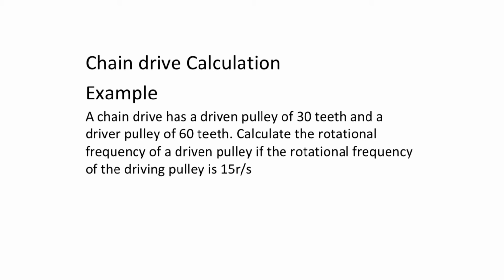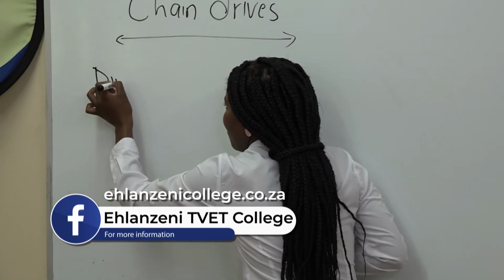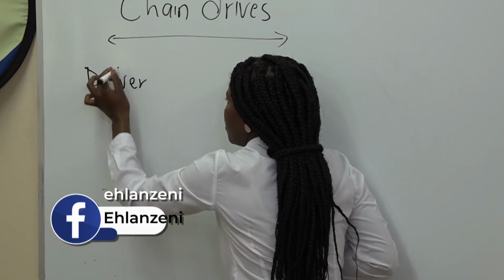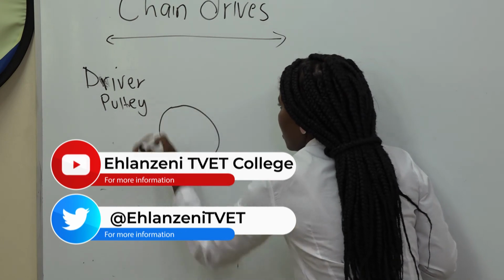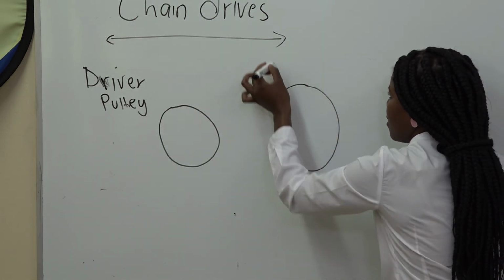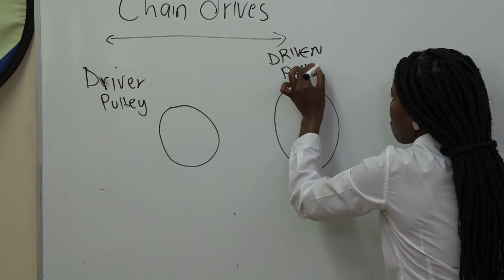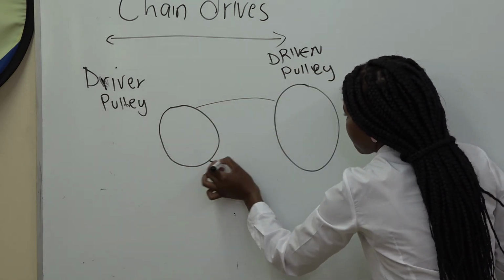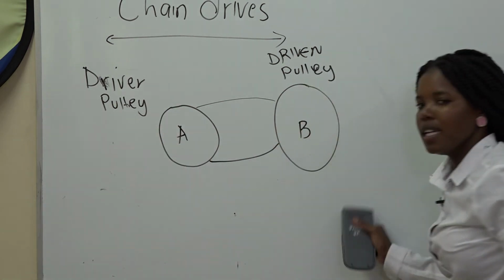Our example says a chain drive has a driven pulley of 30 teeth and a driver pulley of 60 teeth. Then the question says, calculate the rotational frequency of a driven pulley if the rotational frequency of a driving pulley is 15 revs per second. So this will be our driver pulley, and we also have our driven pulley. Our driven pulley, we say it's B, and let's label our driver pulley A.